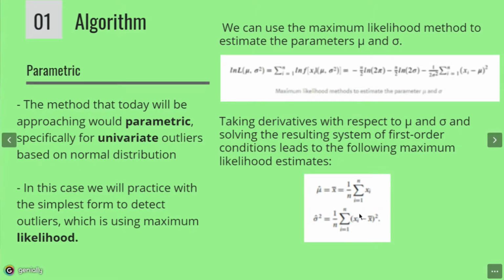We can then use the maximum likelihood method to estimate the parameters mu and sigma. That is, we maximize the log likelihood function. Here's the formula for the maximum likelihood method to estimate the parameters mu and sigma.